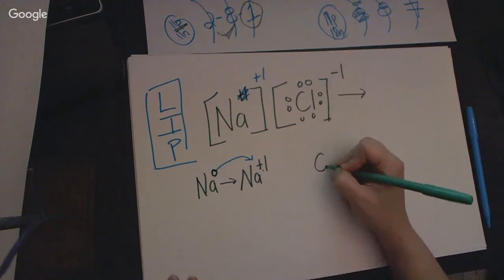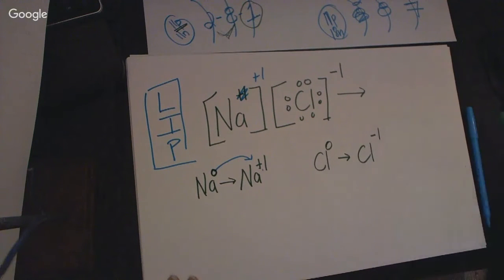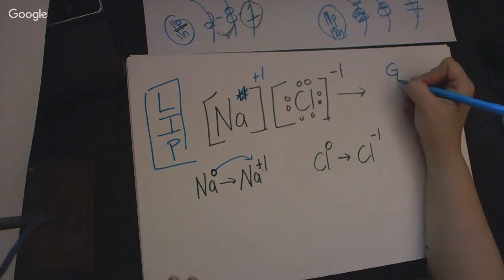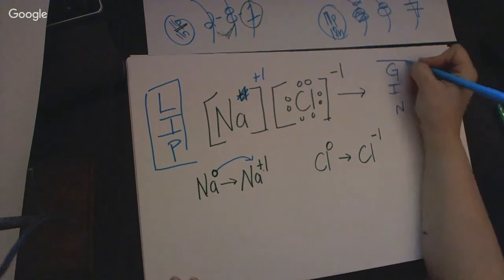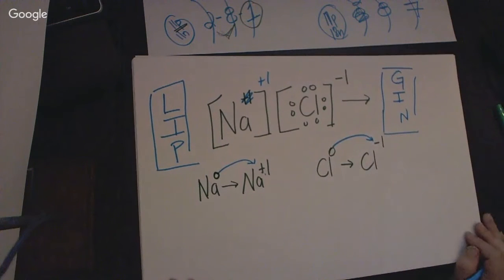This chlorine started out as a chlorine atom, and at the end, it became chlorine -1. In chemistry, gaining is negative. So if I assess this oxidation value, it's going from 0 to -1.